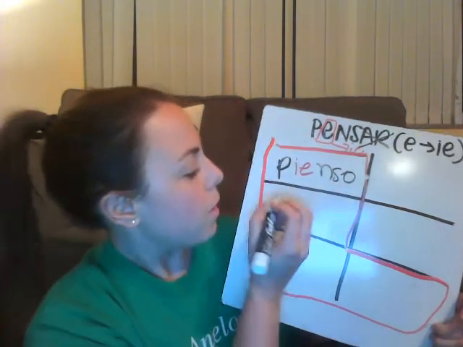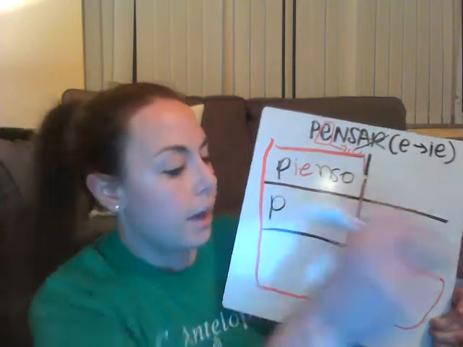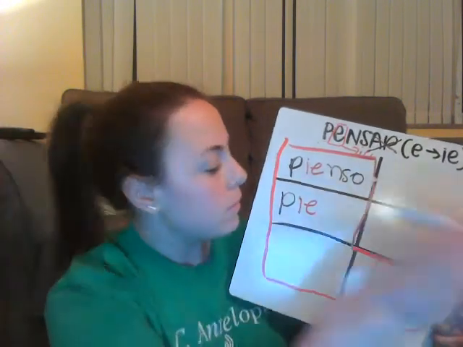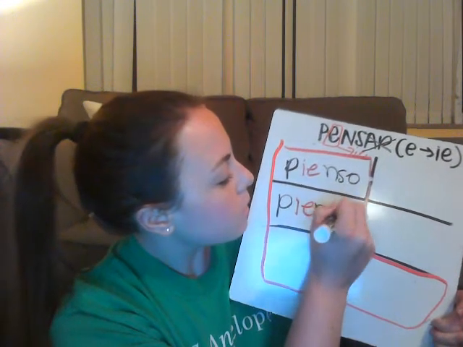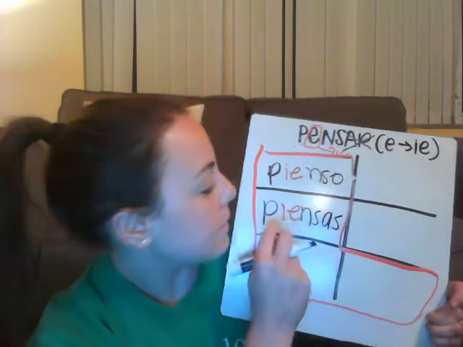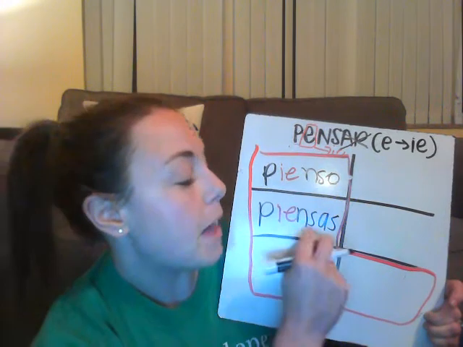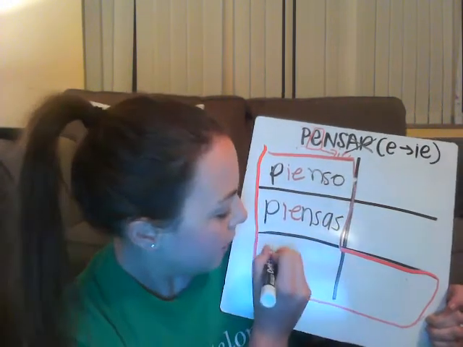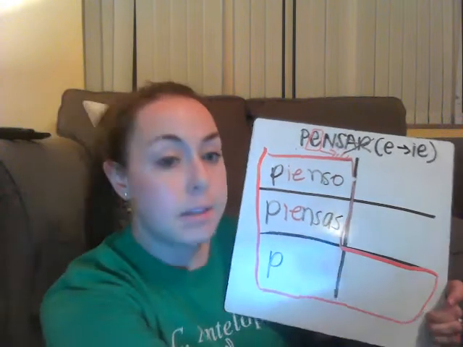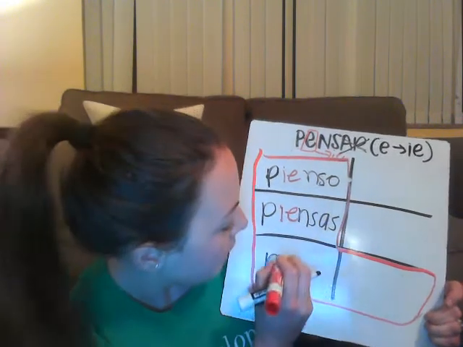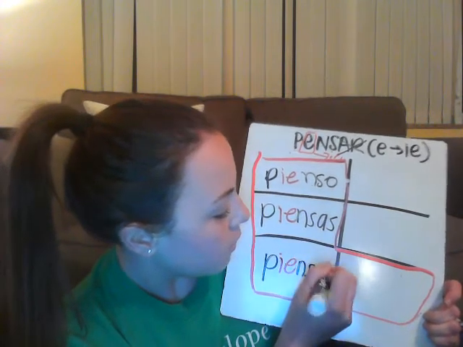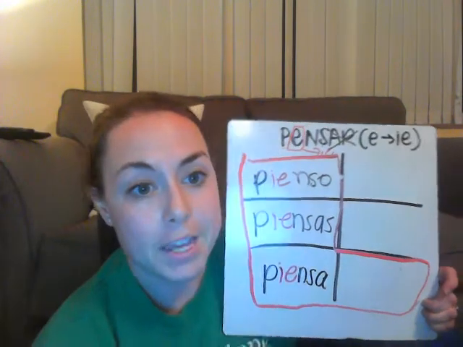Alright, for the next one, I'm going to use, again, piensas. It's hard to do it with two markers. Piensas, again, I've changed the vowel from E to IE in the tú form to mean you think. Then the ella, usted, since I'm still inside the boot, I'm going to change it from E to IE. So piensa, for he or she or you formal think.